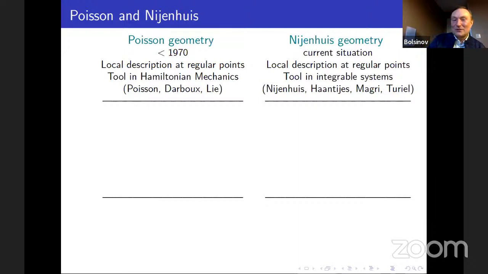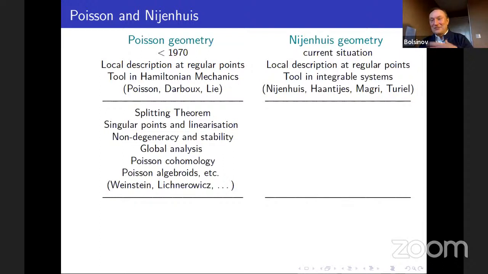But then the situation in Poisson geometry changed. It's a very personal impression, of course, but for me, that was the paper by Alan Weinstein, who explains the splitting theorem: how to split the Poisson structure into a symplectic part and a part with a very singular point where the Poisson structure vanishes, and then what to do with this by considering the linearization problem and this sort of thing, and also global aspects like Poisson cohomologies. Everything started somewhere in the 70s, 80s.